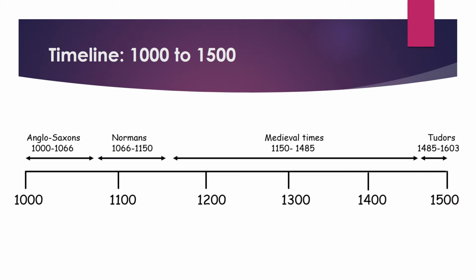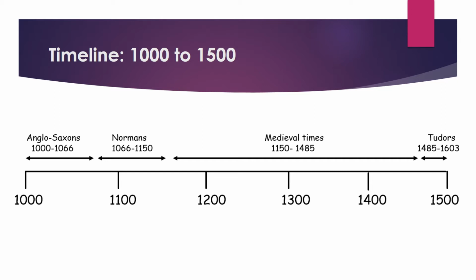Because this time period is so broad, it's actually split into three distinct periods. So the first period from the year 1000 to 1066 is the Anglo-Saxon time period. So we're looking at what punishments the society had in place. Then the next time period we see is the Normans. So it occurs just after the Battle of Hastings in 1066, when the Normans arrive in England and they completely change how society is run.